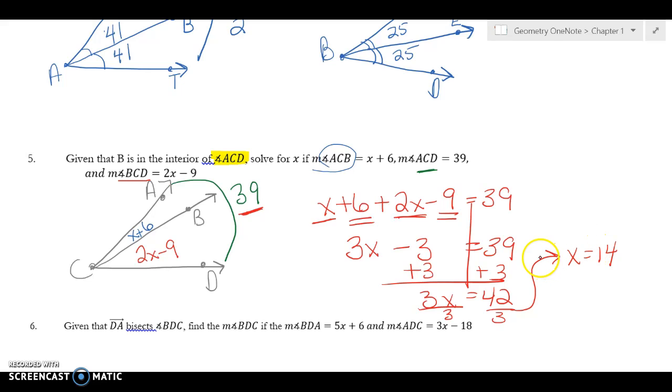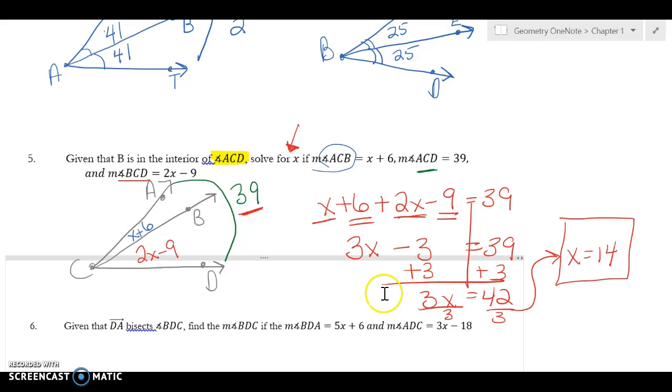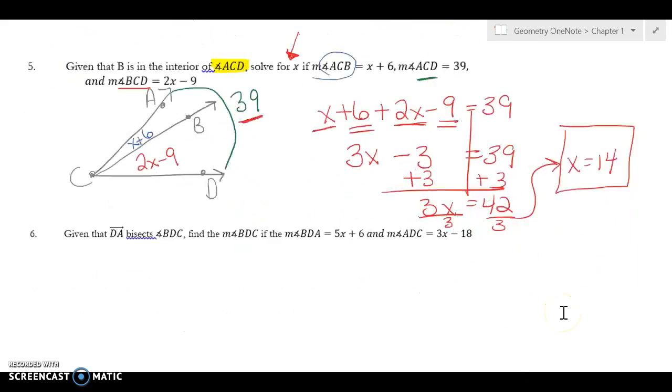Now I don't know if I'm done. I always have to go back and look at my problem. And if you notice, it just says solve for x. So we are done. We found our answer. But again, the key to finding the answer was to first draw the picture, and then one small piece plus the other small piece equals the whole thing.